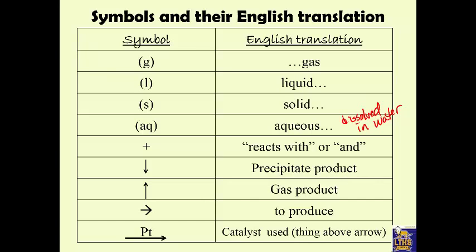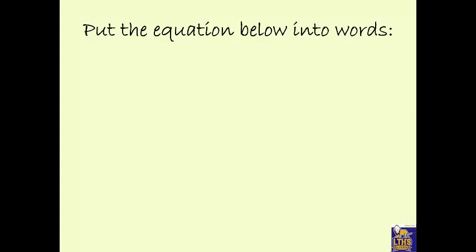Down arrow is a precipitate product, which we would also put an s for. Up arrow is a gas as a product. And this arrow is the arrow in between reactants and products. It means to produce or to yield. Sometimes we have things over the arrow in a chemical reaction. It's called a catalyst. All right, so let's take this reaction and translate it.